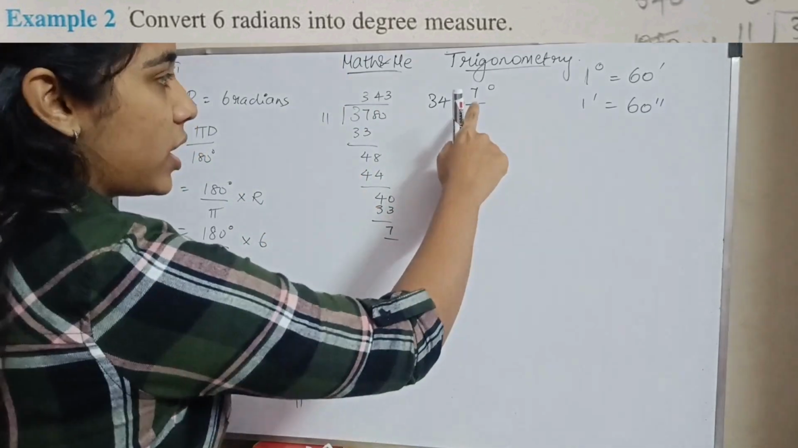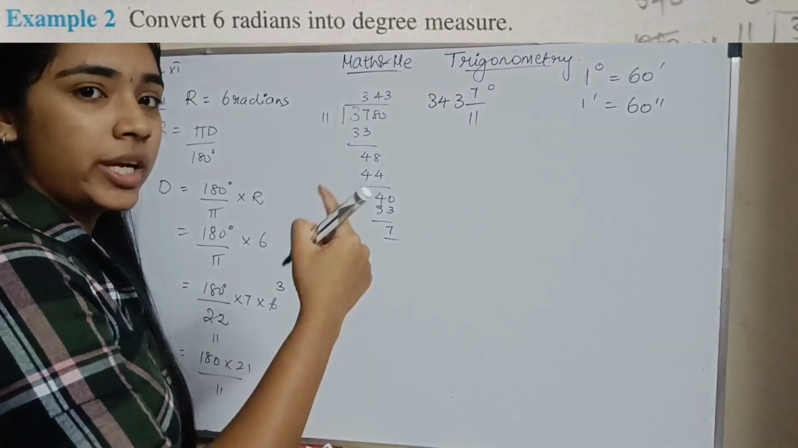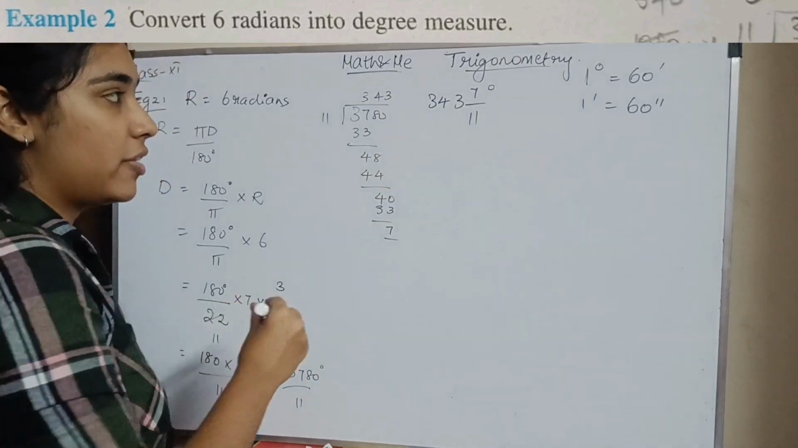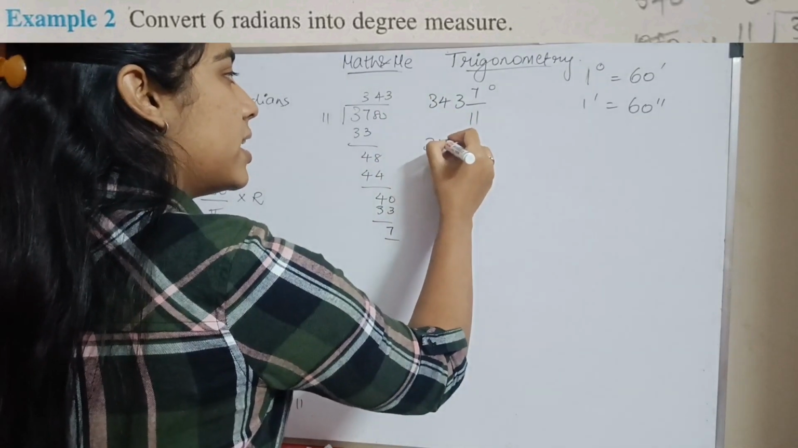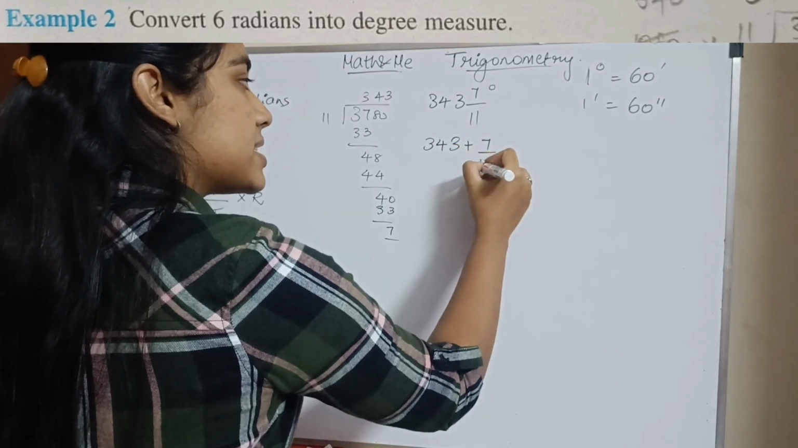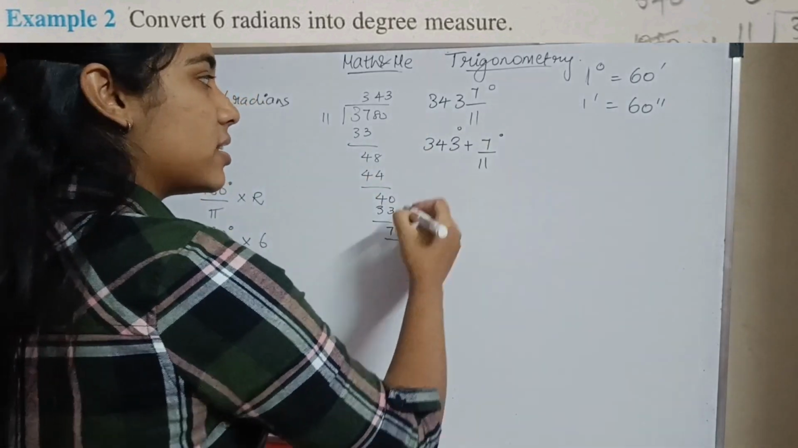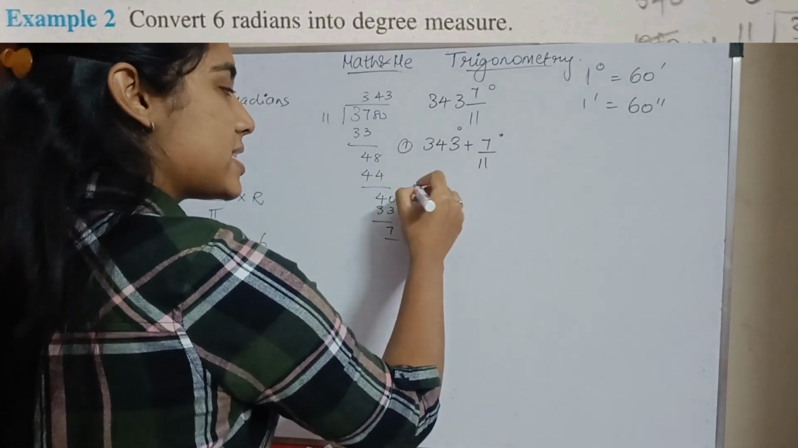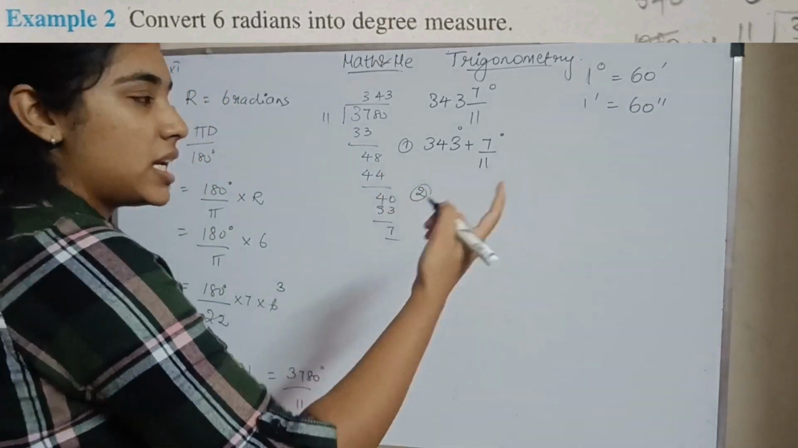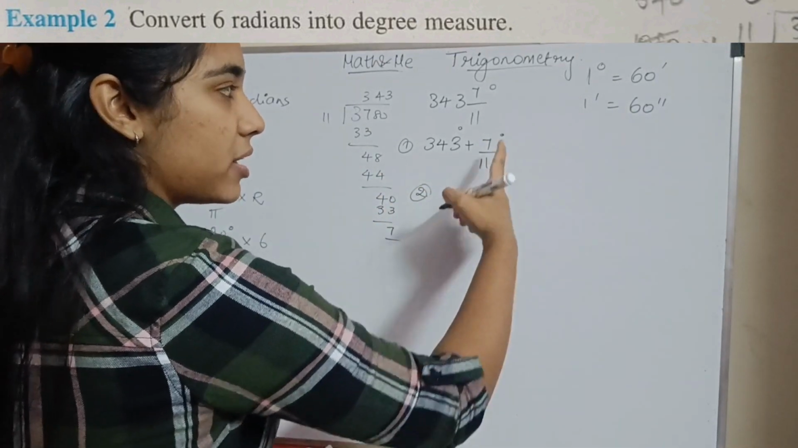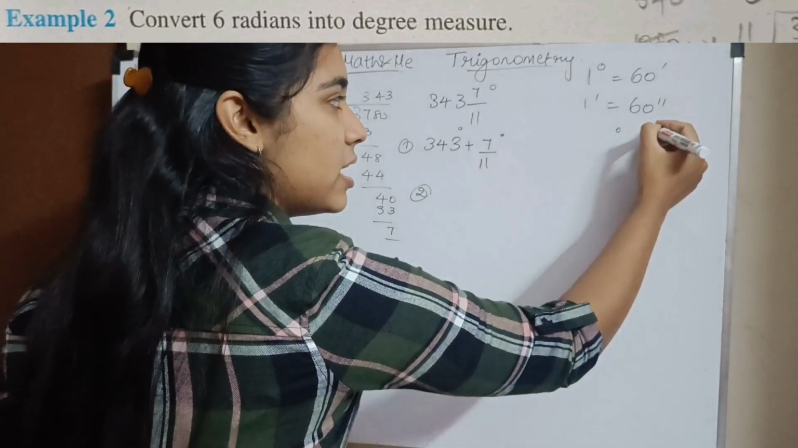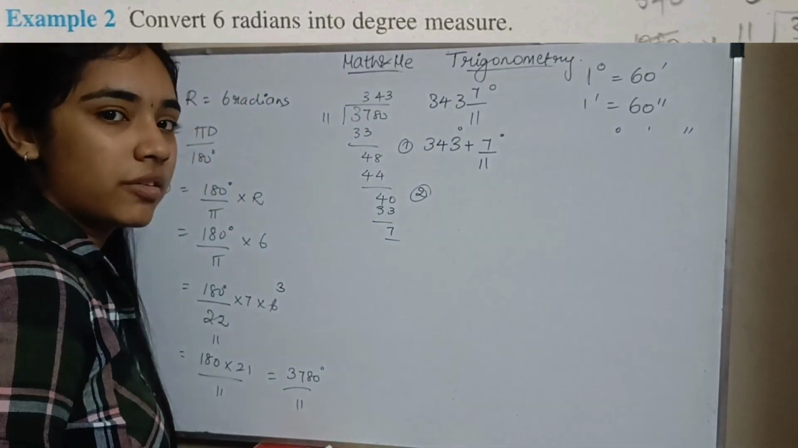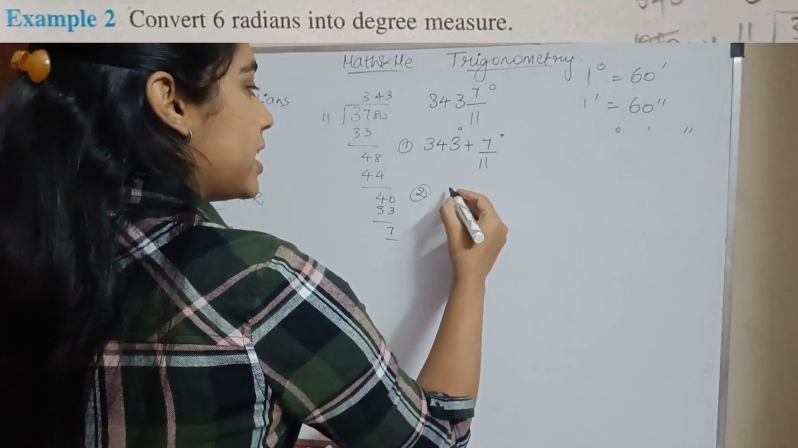Now I have to convert this 7 by 11 to in terms of minutes and seconds because that is the way of representing. So இதை எப்படி split பண்ணி எழுதலாம்? 343 plus 7 divided by 11, ரெண்டுமே டிகிரில இருக்கு. So this is my first step. Second step என்ன? இந்த 7 by 11 minute convert பண்ணணும் because I have something in the denominator. What is the next unit? Degree, minutes and seconds. This is the order of writing your answer.